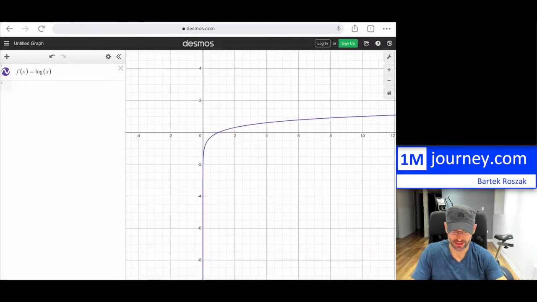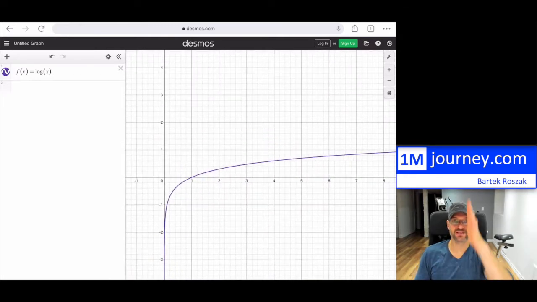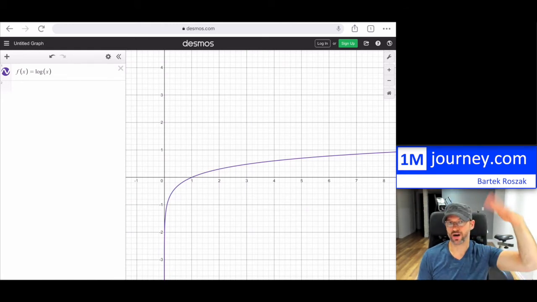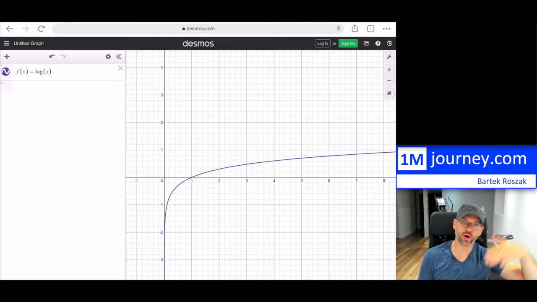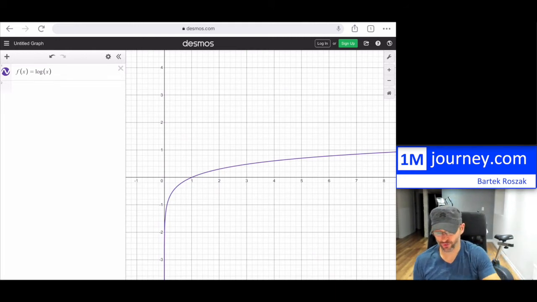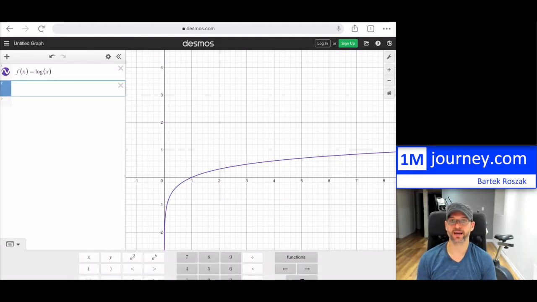So let me zoom in here again. The asymptote, again, is x equal to 0. The domain is x greater than 0, so it's everything on the right-hand side. The range is from negative infinity to positive infinity, so it is all of R, all of the real numbers. And now for my transformations, I'm going to start shifting this.